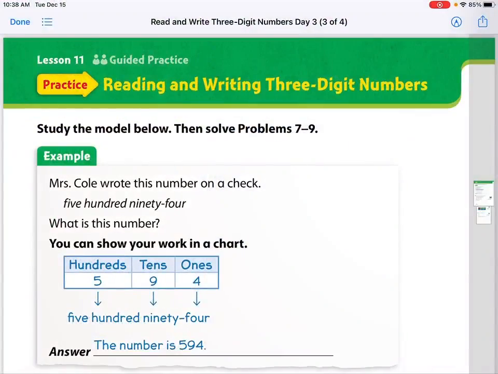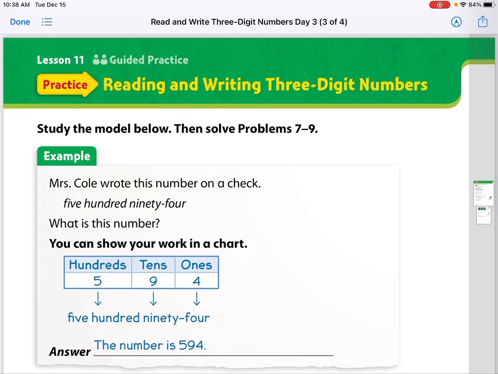Hi, second graders, and we are back today, still in lesson 11, and we are understanding three-digit numbers. This week we're practicing reading and writing three-digit numbers, understanding the values of each digit wherever they're placed in a number. So let's go ahead and get started.